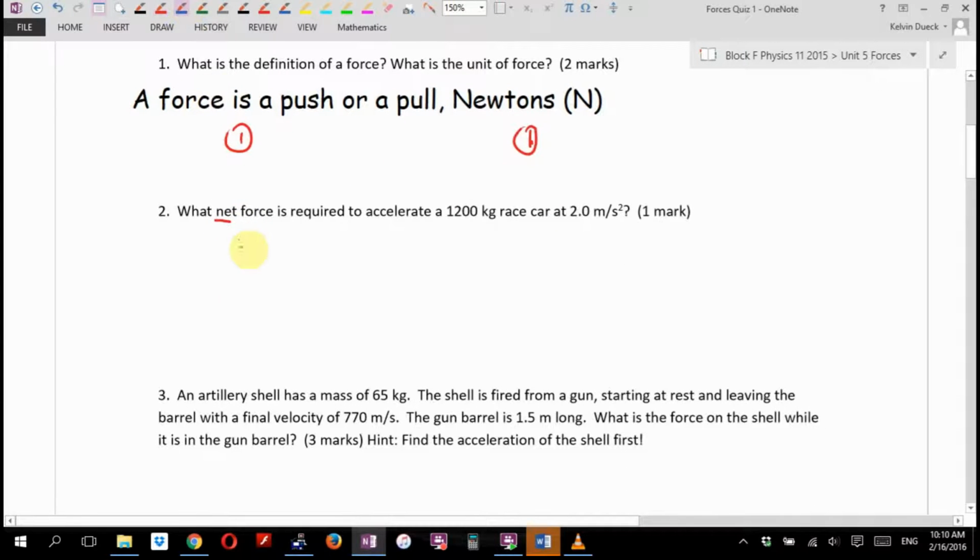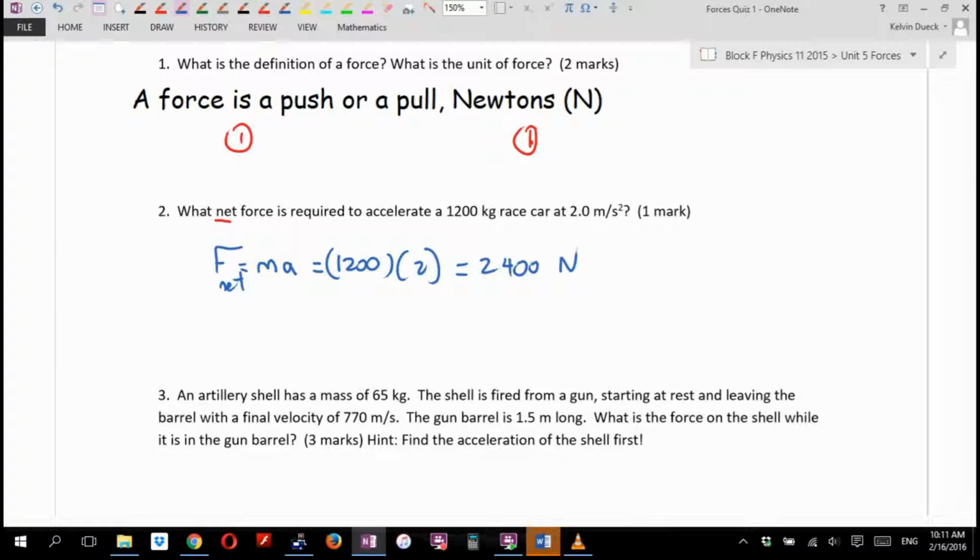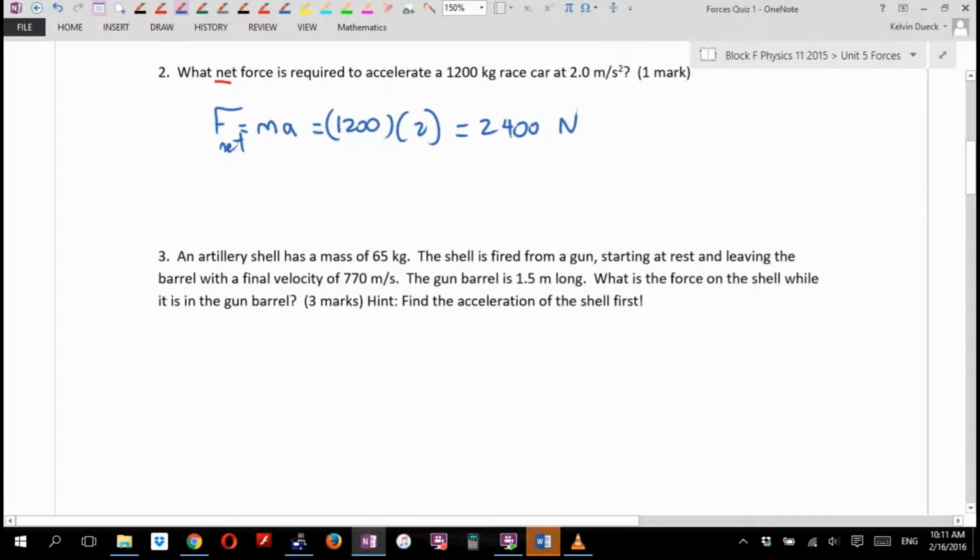Key word in number 2, net force. As soon as they talk about net force, what I'm really thinking is that F net equals ma, and they want the net force. Did they give me a mass? Yep. Did they give me an acceleration? Yep. 2,400 newtons. Now, if you want to ask which force is that? It's friction from the tires. So friction from the tires would need to be 2,400 newtons at least if you want to accelerate that car at 2 meters per second squared. By the way, if you are accelerating a race car at 2 meters per second squared, you're losing the race. 2 is not very big.